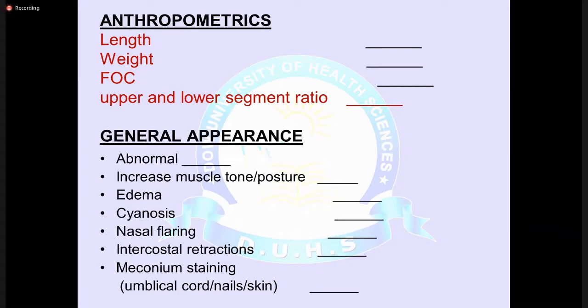If the patient is cyanosed, sometimes congenital heart disease, cyanotic heart disease can present early. Sometimes hypothermia can cause peripheral cyanosis, and look at the nasal flaring for the sign of any respiratory distress along with intercostal recessions, and look at the babies for staining with the meconium. Mostly the postterm babies have the problem of meconium staining. So look at the umbilical cord, nail, skin. If they are stained with the meconium, you should label that this is a meconium stained baby.